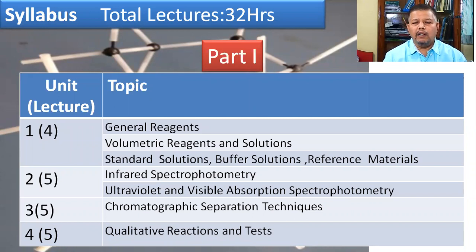In this course, in the first part, we discuss the general reagents, some names of the reagents, volumetric reagents and solutions, how these solutions are prepared, what type of concentrations we are measuring, how they are related with each other. Then standard solutions available in the laboratory: primary standard, secondary standard, tertiary standard. Then buffer solutions, the definition, how these buffers for different pH are prepared, and some reference materials.